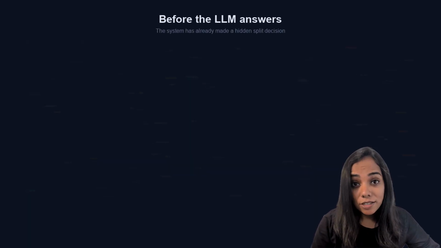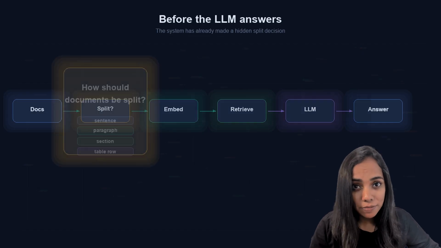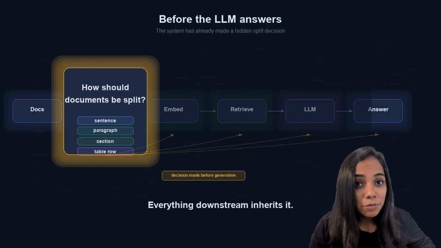A RAG system is only as good as the evidence that it retrieves. Before the LLM answers, the system has already made one of its most important decisions. How should the documents be split? That decision is called chunking, and it quietly shapes everything downstream. So when RAG fails, the problem often starts before the model even writes anything.